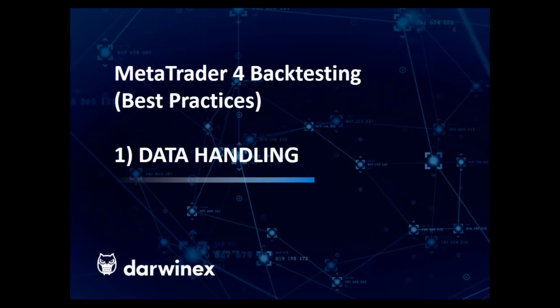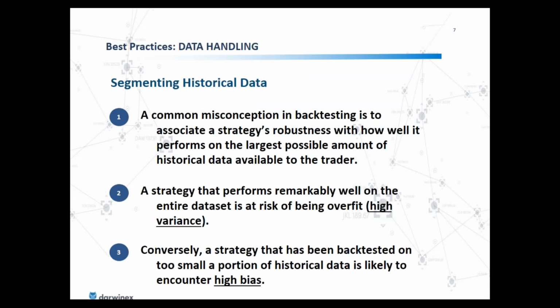So let's begin with data handling, and in that we will talk about segmenting historical data first. Now, a common misconception in backtesting among traders is to associate a strategy's robustness with how well it performs on the largest possible amount of historical data available to the trader. You will undoubtedly have come across claims of a strategy holding up over a long period of time, say 12 to 15 years.